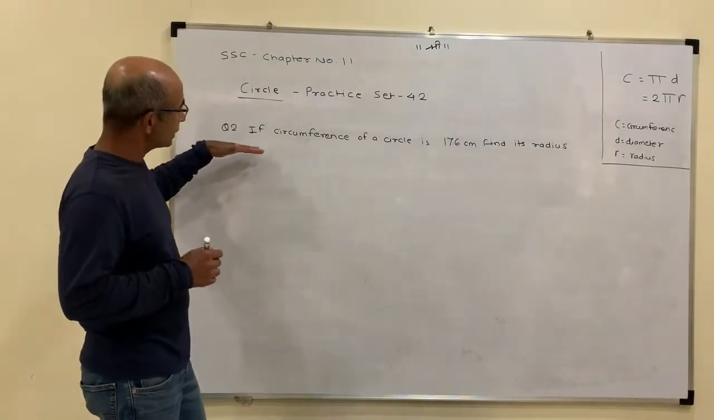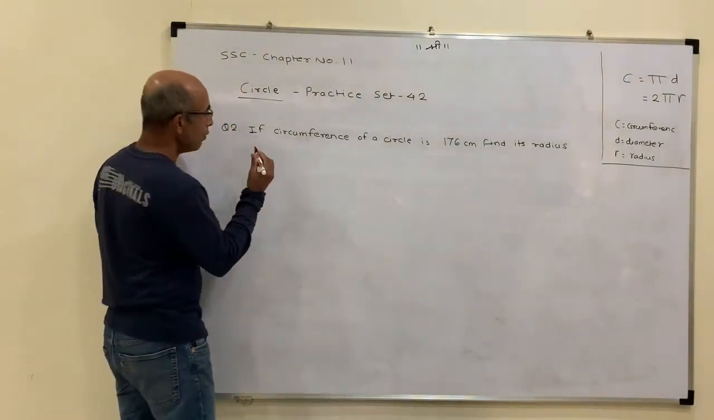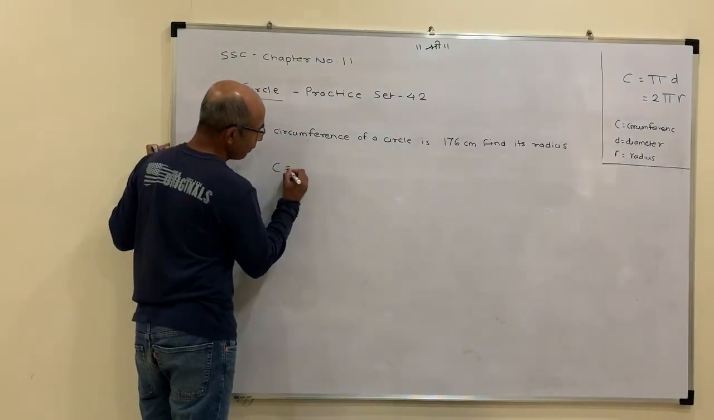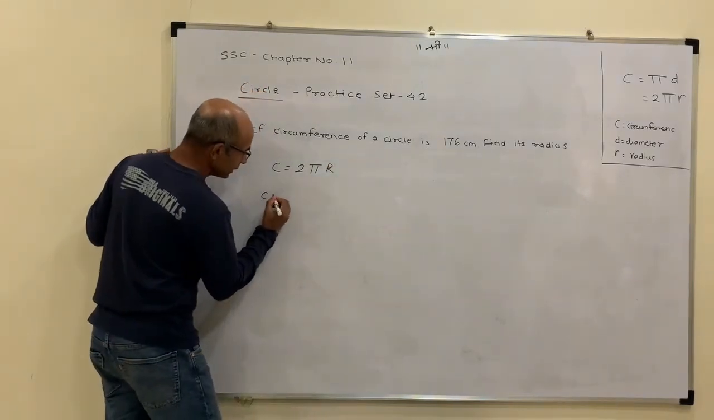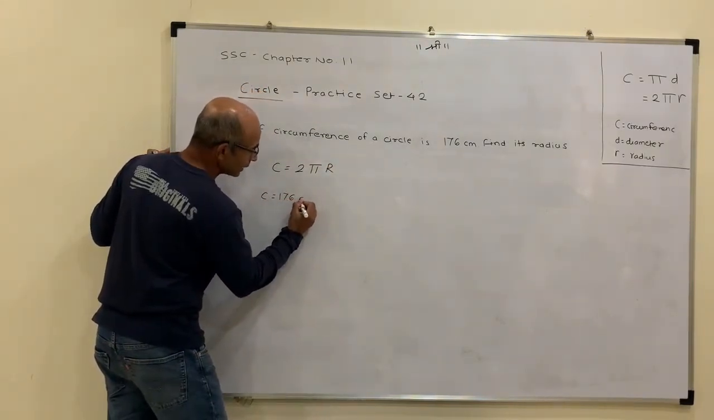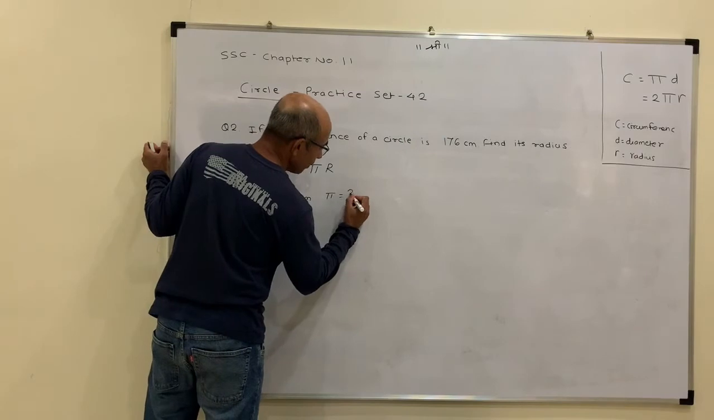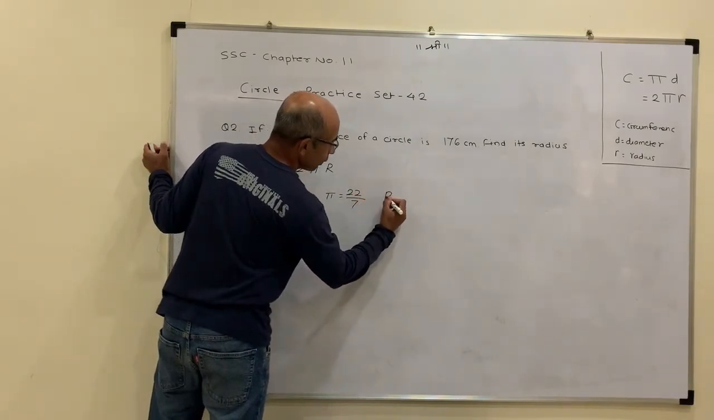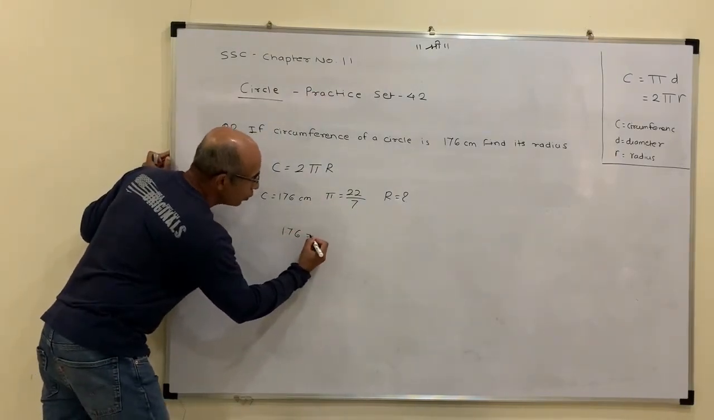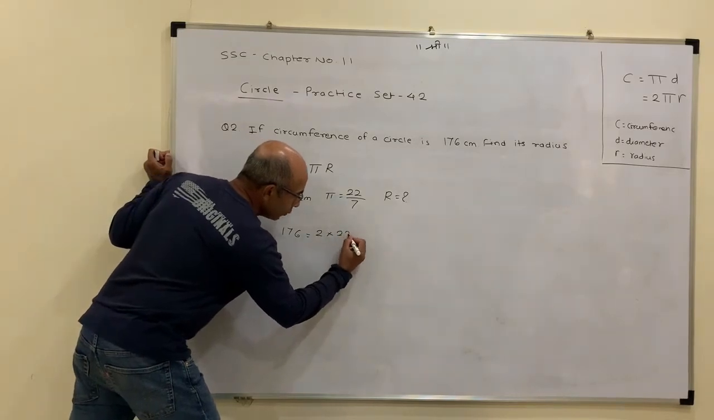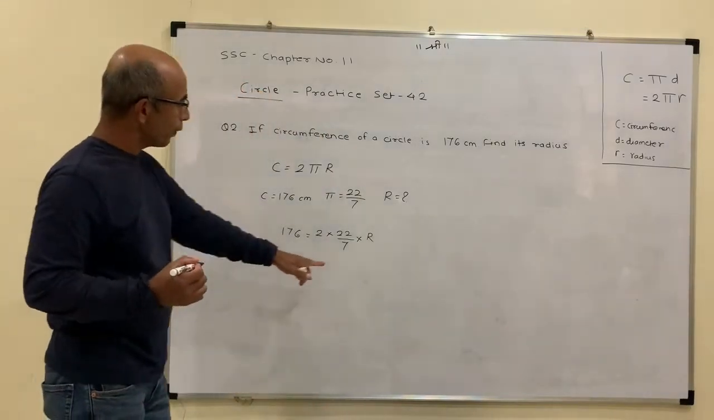What it says: if the circumference of a circle is 176, find the radius. So now we will be using the formula circumference equals 2 pi r. Now C is given to us, 176 centimeter. Pi is a constant, 22 by 7. We need to find r. So 176 equals 2 into 22 by 7 into r. So now I need to find the value of r.